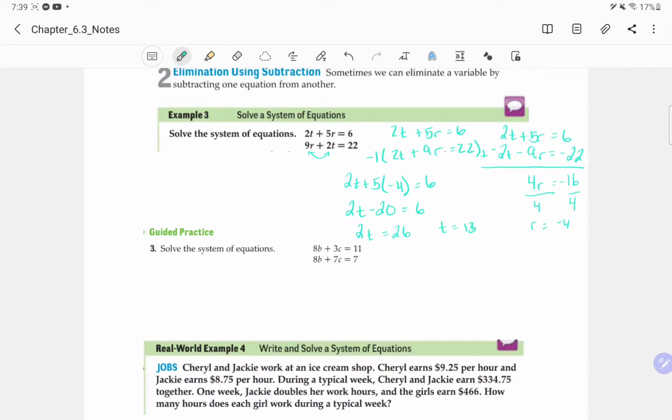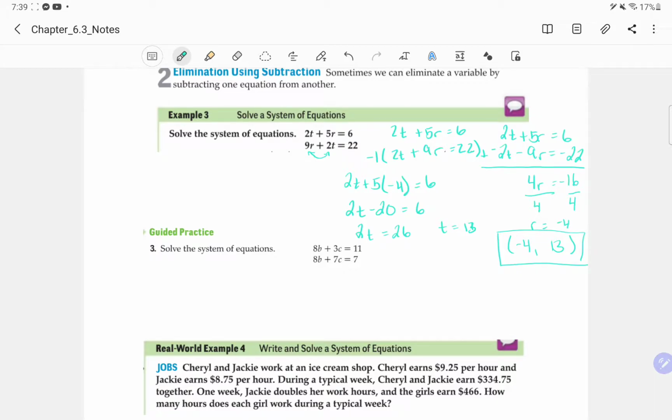Okay? To figure out which order to put these in, it's alphabetical. When it's not x and y, I mean x and y as well because x comes before y, but when you don't have x and y, you know which order to put them in because they're always in alphabetical order. So Q, R, S, T means r should come first. So it's r, comma, t: 4, 13. All right? Okay.